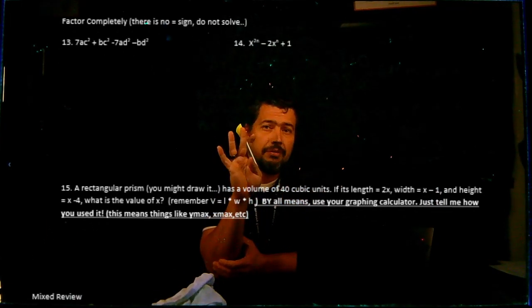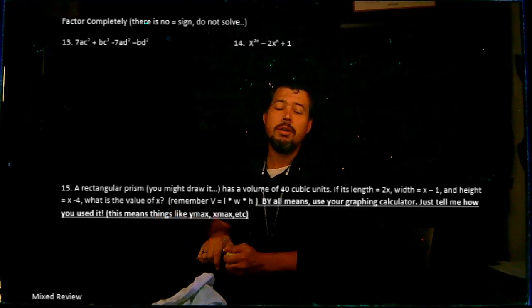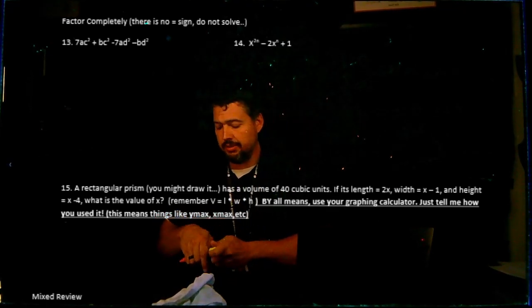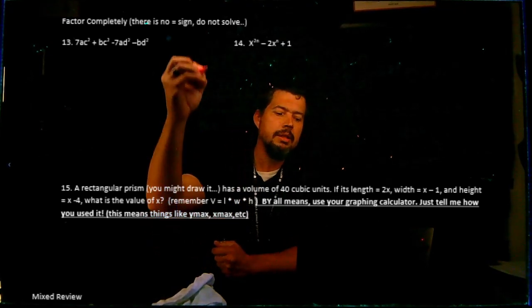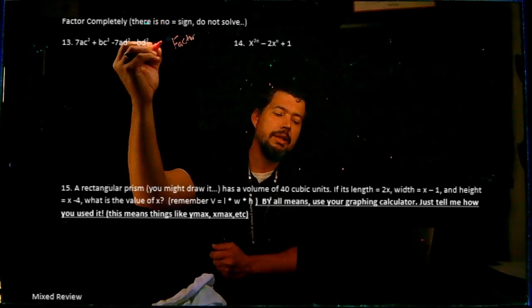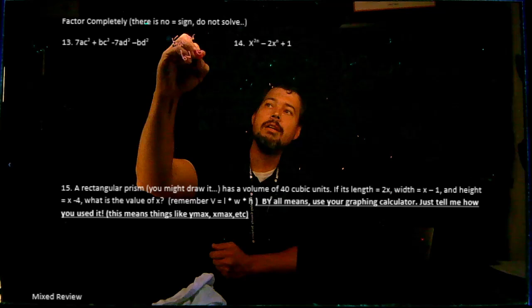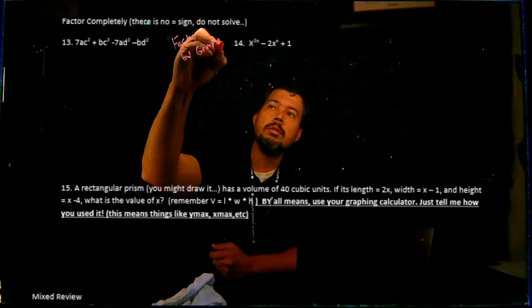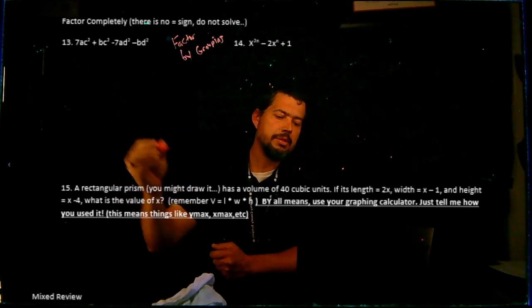13, if you see 4 terms, it's probably what we call factor by grouping. And you do not have to solve these. It even says there is no equal sign. Do not solve because there's no equal sign. But this is going to be factor by grouping. If you see 4 things, it's factor by grouping. If it factors, this one should. I made it up a couple years ago.